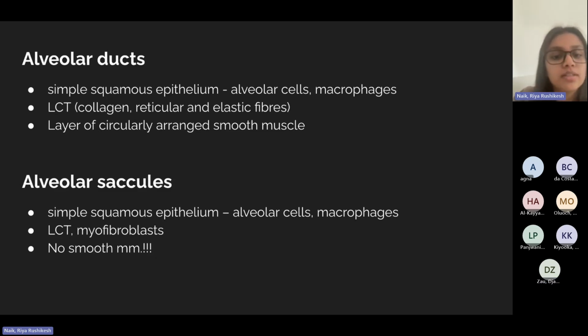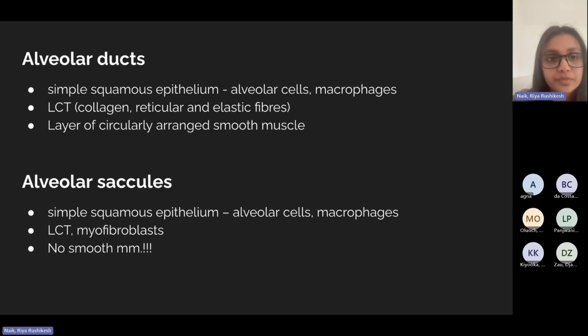So the alveolar ducts and saccules have many similar characteristics. Both of them have simple squamous epithelium, which consists of the alveolar cells as well as macrophages. They also have loose connective tissue, which is made up of collagen, reticular, as well as elastic fibers. So all three fibers are present in the loose connective tissue. The key difference between these two is the presence of smooth muscle. Only the alveolar ducts have circularly arranged smooth muscle, and there is no smooth muscle present in the alveolar saccules.